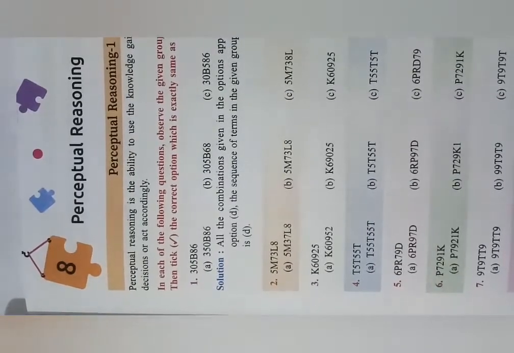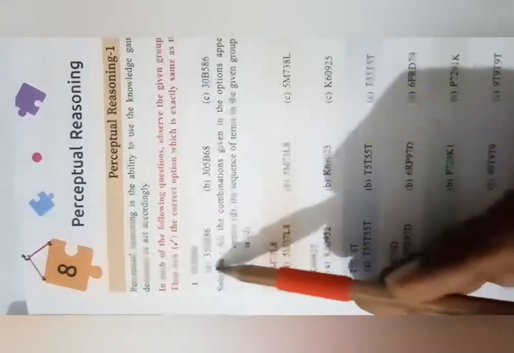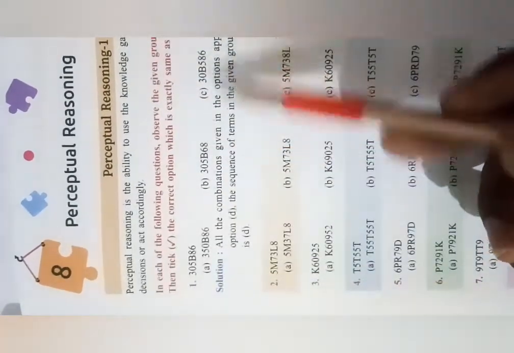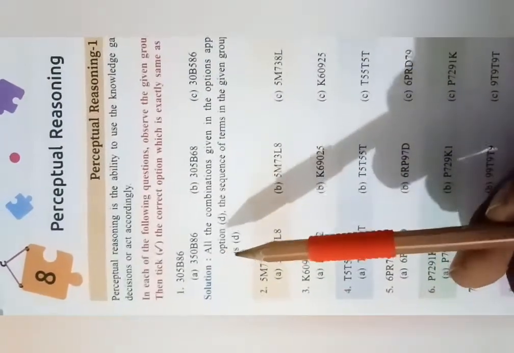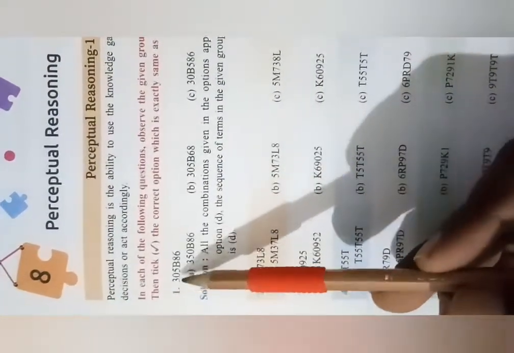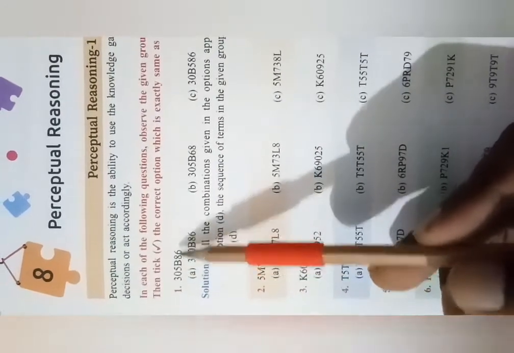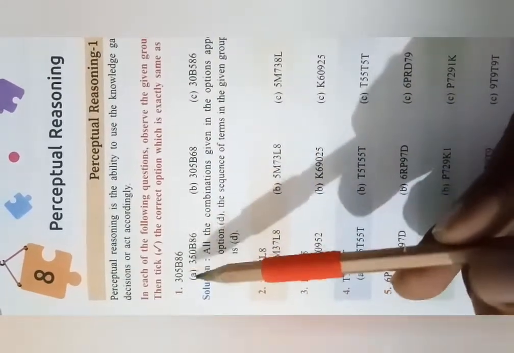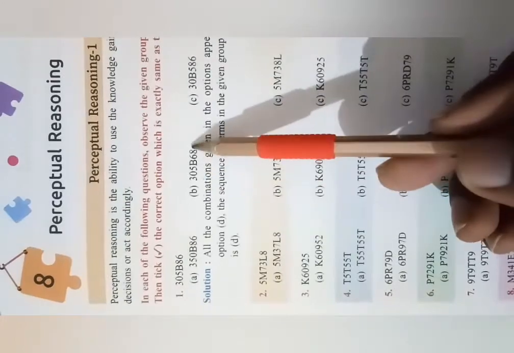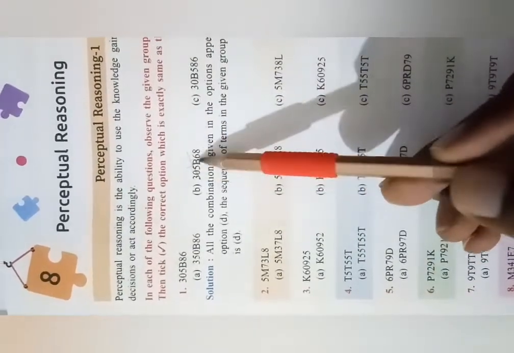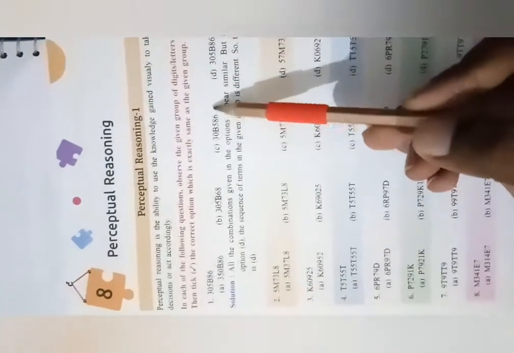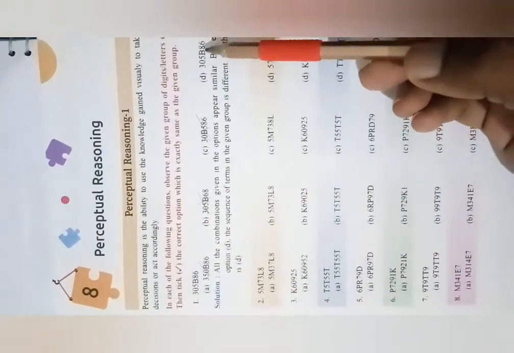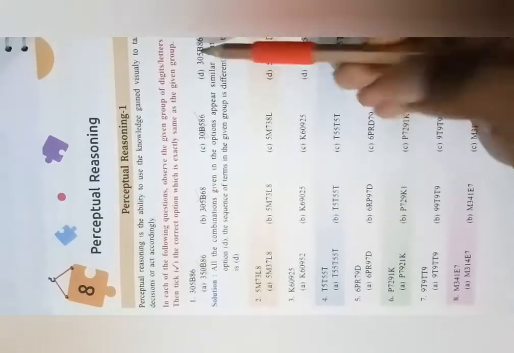It means in these kinds of questions a code is given. The options are given, and they have changed the code a little bit in each option, but in one option the code is exactly the same, so you have to identify that option. The code is 305B86. Now you have to find where is 305, but it is not B86, it is B68, so this is wrong, this is also wrong. Now you can see 30B586, this is also wrong. This is exactly the same, 305B86, so this would be the correct answer.